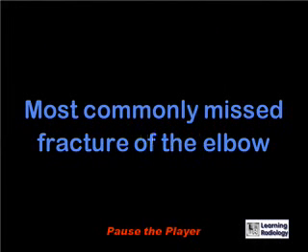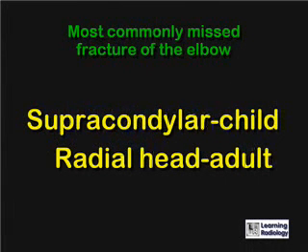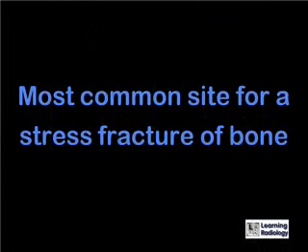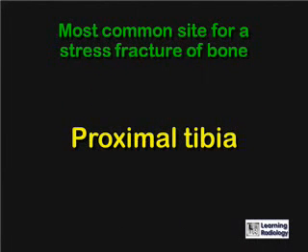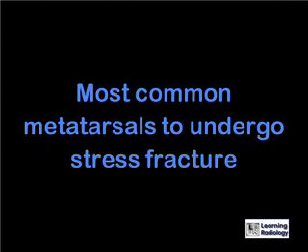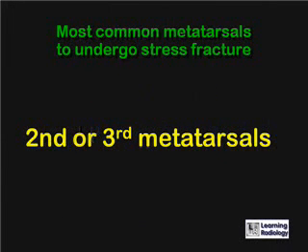What is the most commonly missed fracture of the elbow? In a child, a supracondylar fracture. In an adult, a fracture of the radial head. What is the most common site for a stress fracture of bone? Which bone? The proximal tibia. What are the most common metatarsals to undergo stress fractures? The second or third metatarsals.